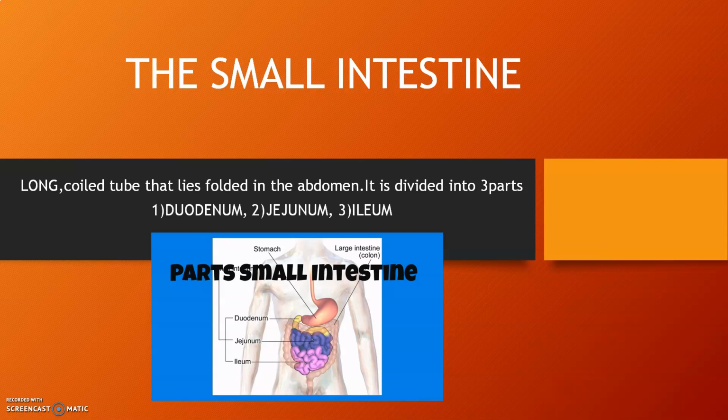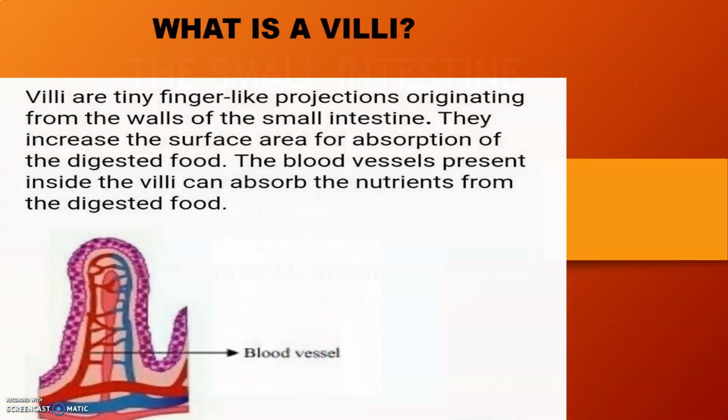Okay. Now, the inner walls of small intestine contain billions of finger-like projections known as villi. They are finger-like projections present in your small intestine that make it occupy a large surface area. Okay. Now, what is villi? Villi are tiny finger-like projections that originate from the walls of the small intestine. They increase the surface area for absorption of digested food. It helps to absorb the nutrients from the digested food. Clear?